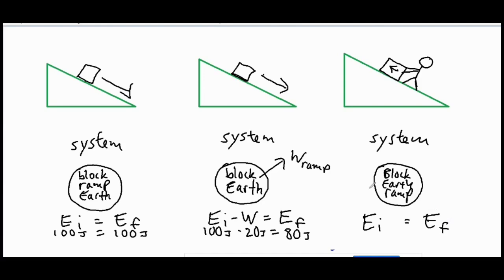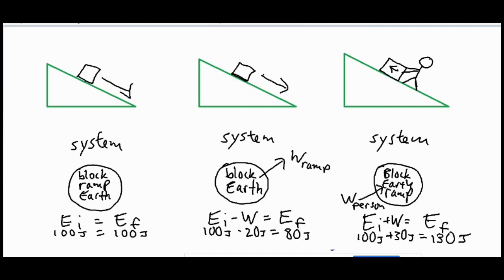So why is that? It is because there is work being done by the person on the block, which means that they're adding energy into the system. Okay, so you would add a certain amount of energy in there. So maybe there's 100 joules of energy initially, and then the person put in 30 joules of energy, and then in the end, the block, earth, and ramp system ended up with 130 joules worth of energy.